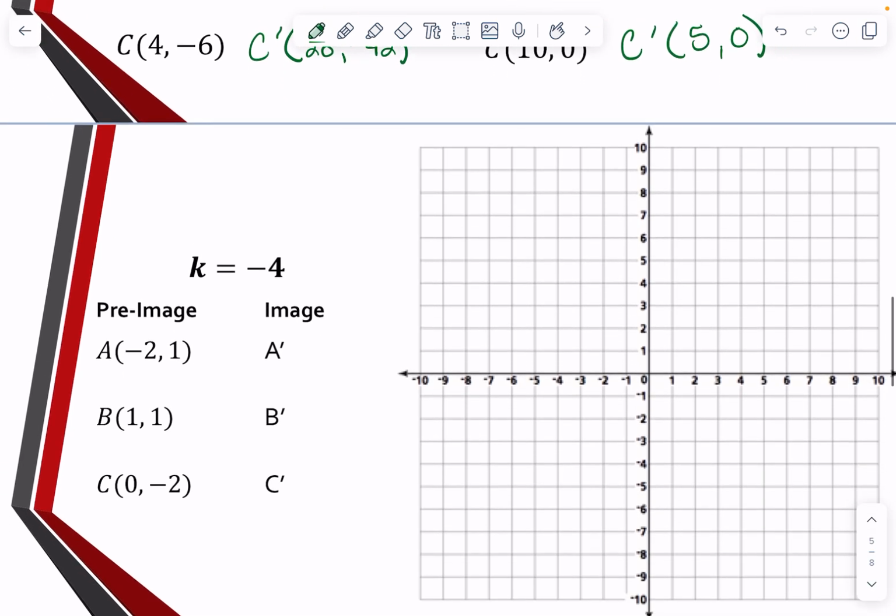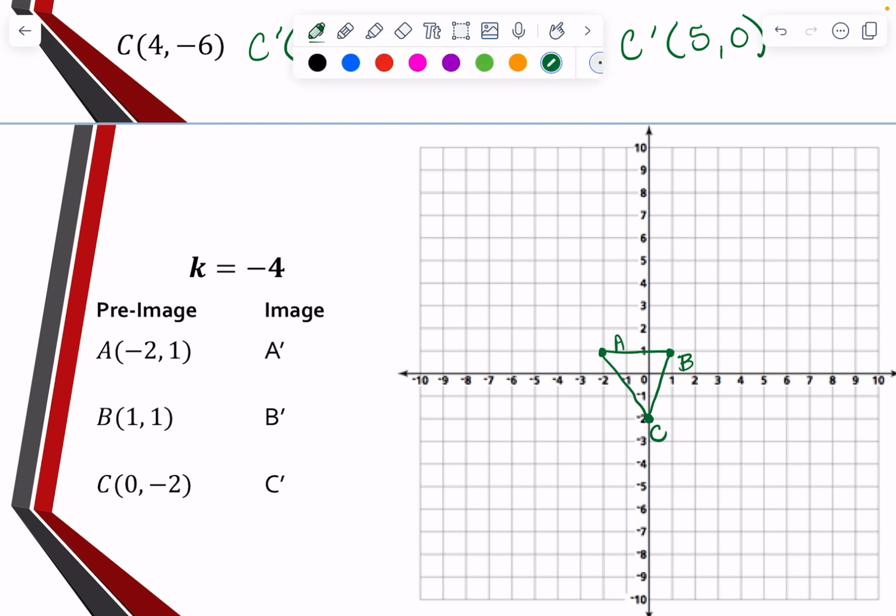All right, so now let's put it all together. Let's graph it, and we'll go through each of the steps. So I'm going to start off with the pre-image. So -2, 1. Here is A. B is at 1, 1. And C is at 0, -2. Okay, so here's my triangle. This is my pre-image.